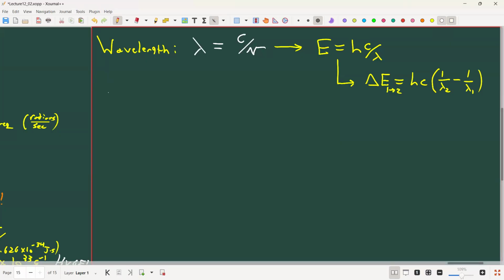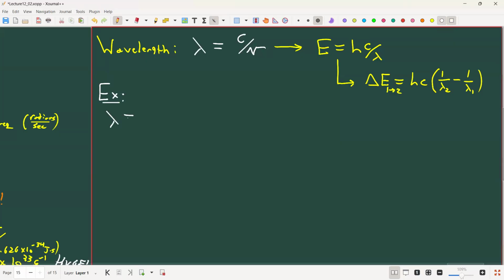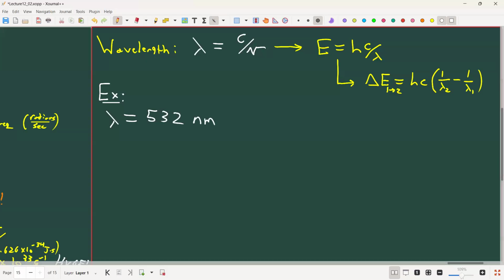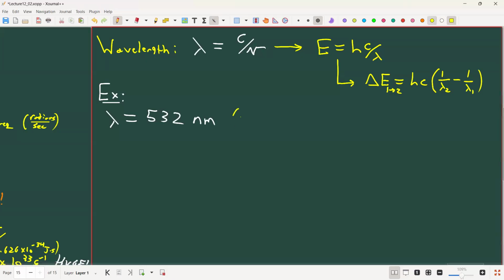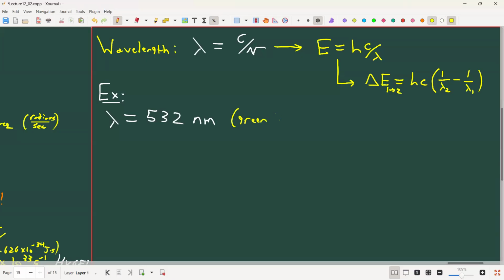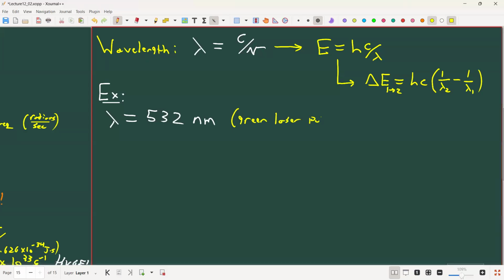So let's do an example. One of my favorite wavelengths is 532 nanometers. Seems oddly specific. Does anyone happen to know what's at 532? You know what color? You're a little far from yellow, but you're close. Yeah, green. This is a green laser pointer, like a classic green laser pointer.